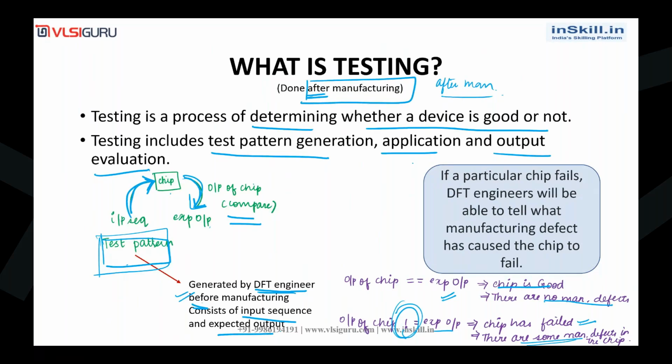Now, if a particular chip fails, DFT engineers will be able to tell what manufacturing defect has caused the chip to fail. How are we able to tell that? As I told, we generate the patterns using a technique called fault simulation. That's why, if a particular pattern fails, we will be able to tell what manufacturing defect has caused the chip to fail.